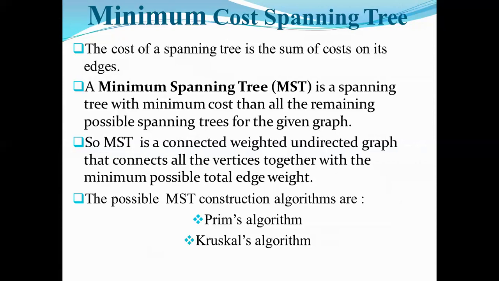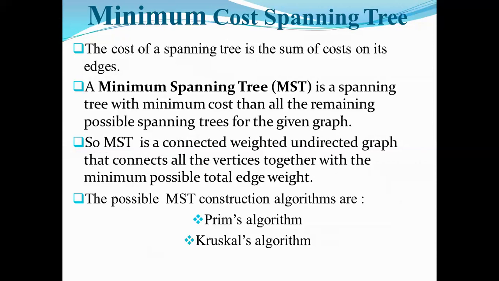That's what I told in the definition. So a minimum spanning tree is a spanning tree with the minimum cost compared to all the remaining possible spanning trees. The number of possible spanning trees is n power n minus 2. Is it clear? So out of n power n minus 2, you must select one spanning tree with the lowest cost. Then the lowest cost spanning tree is treated as the minimum cost spanning tree. Now you have an idea what a minimum cost spanning tree is.